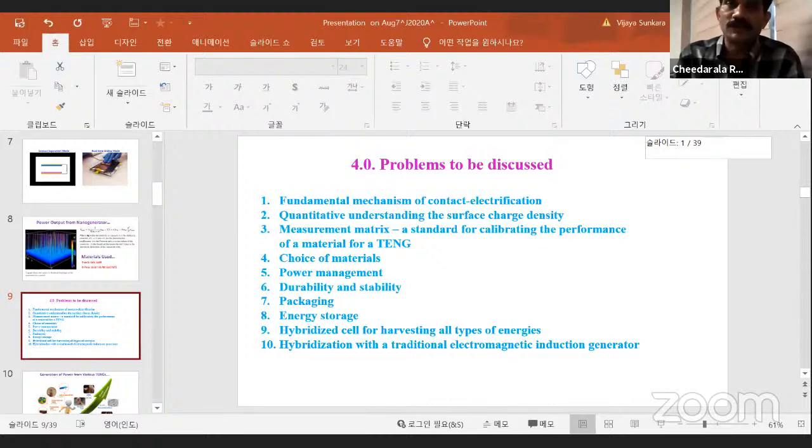And continuously you can find hybridized cells for harvesting multiple types of energies, and hybridization with traditional electromagnetic induction generators is also very important. These are the problems we have to face now for domestic and industrial purposes. We are developing these kinds of generators to solve these issues.